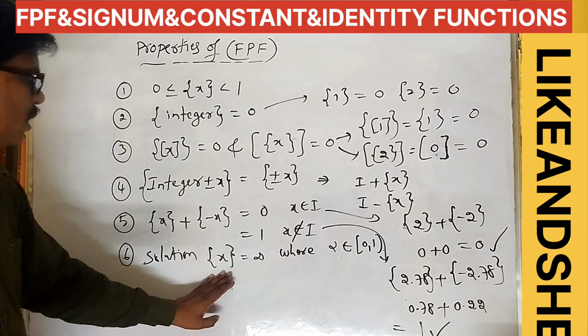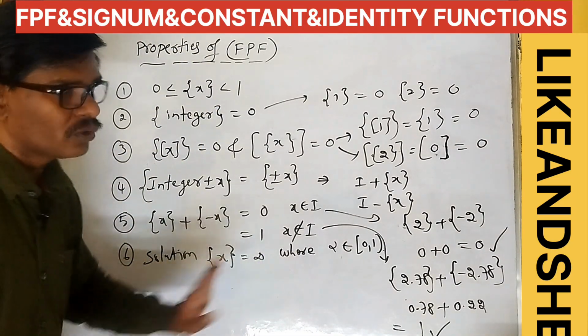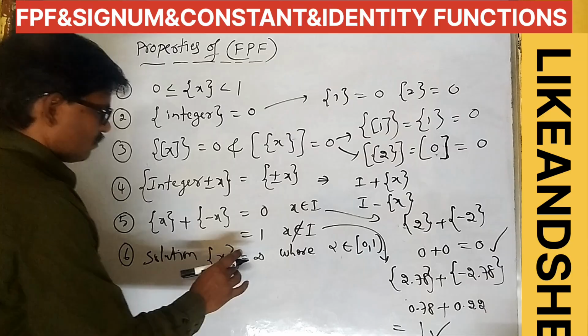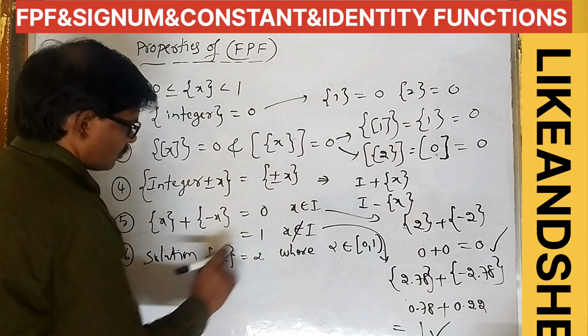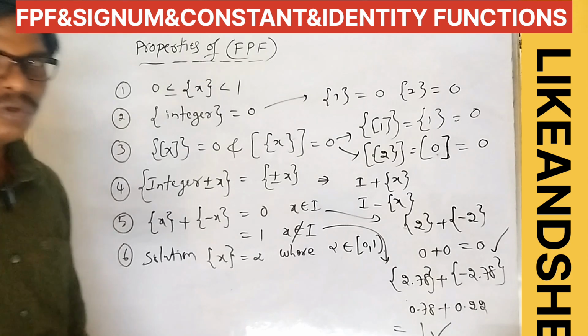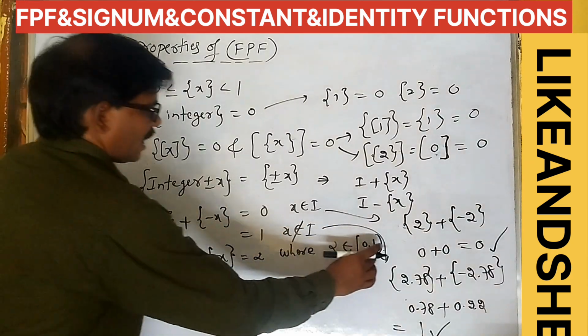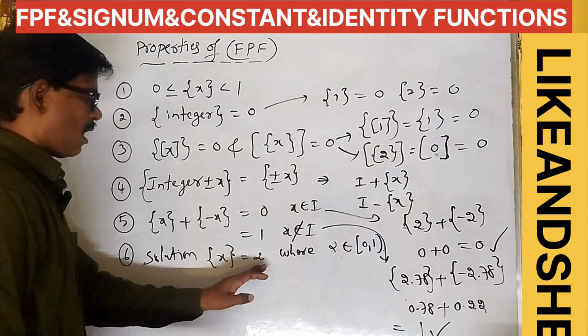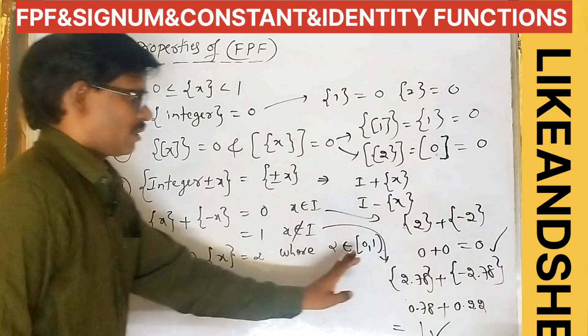Now, the solution set of the fractional part of x equal to alpha: alpha lies between 0 and 1 only. The fractional part equals this alpha value, and it lies between 0 and 1.